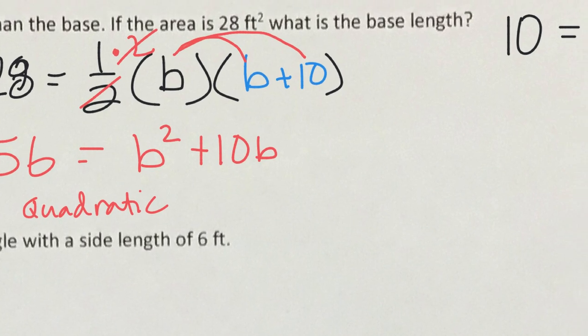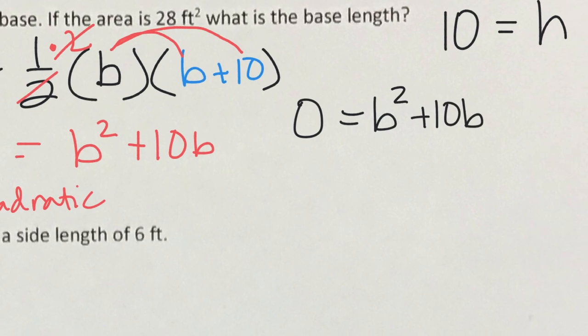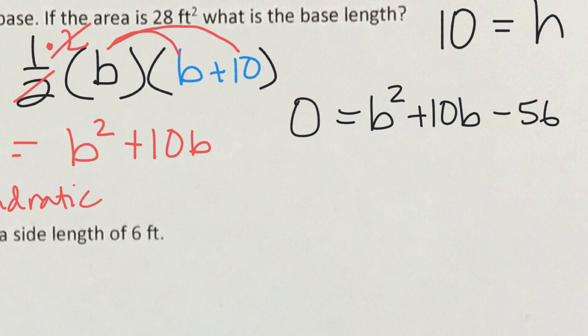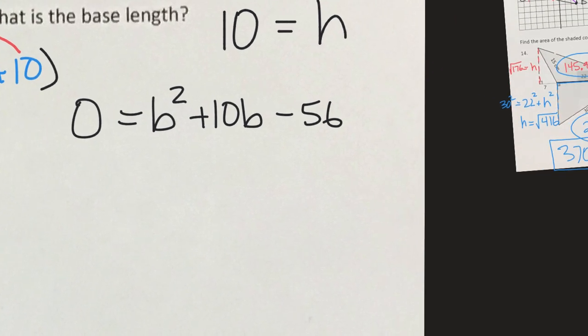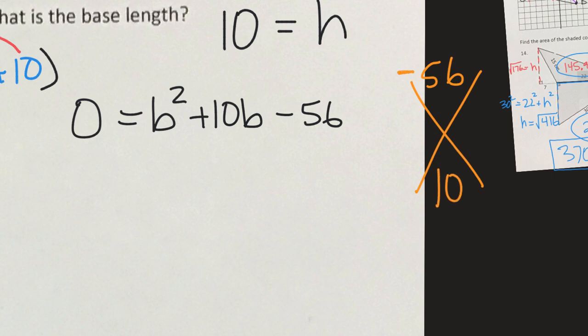So we're going to get everything on one side of your equal sign. So 0 equals b squared plus 10b minus 56. We're looking for numbers that multiply to give us negative 56 and add to give 10, so they're 10 units apart. What numbers are 10 units apart that multiply to give you 56?